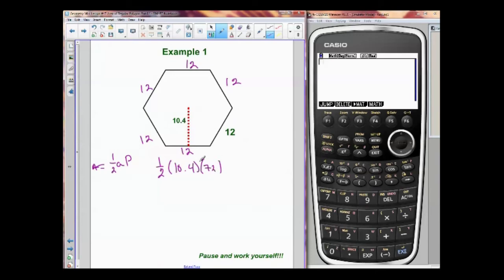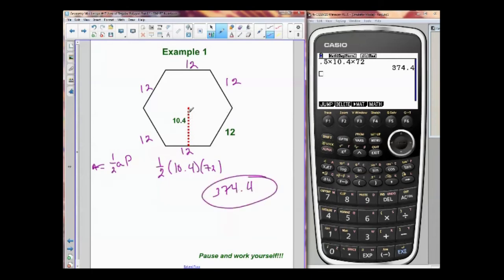And I'm going to put this in the calculator real quick. I'm going to call 1/2 0.5, 0.5 times 10.4 times 72, enter. And my area is 374. Pretty much knocks it out. Now if you look at this again, 374.4 is my area.